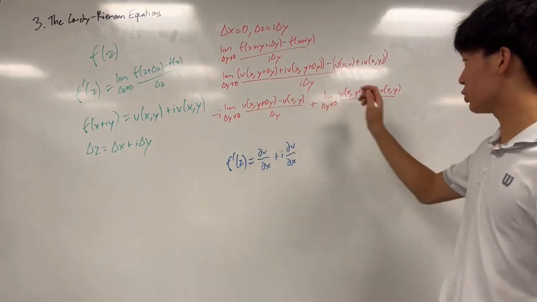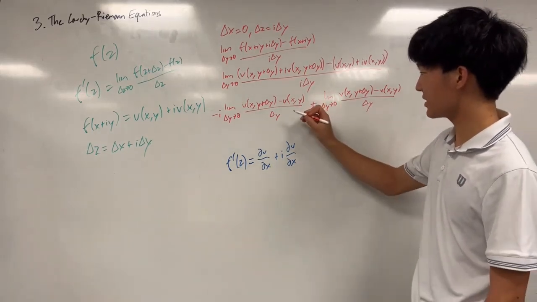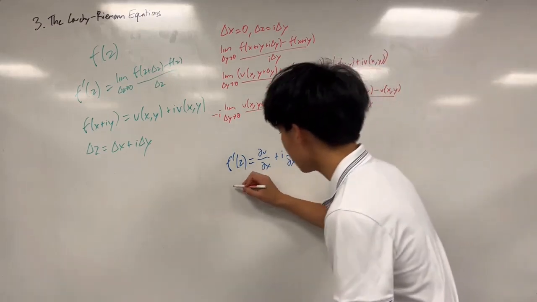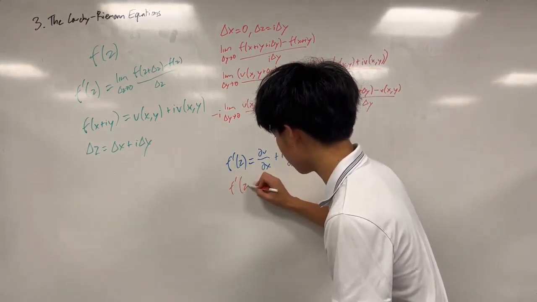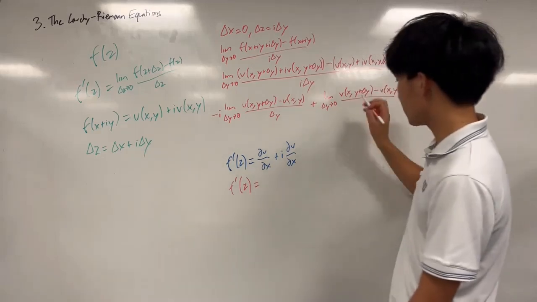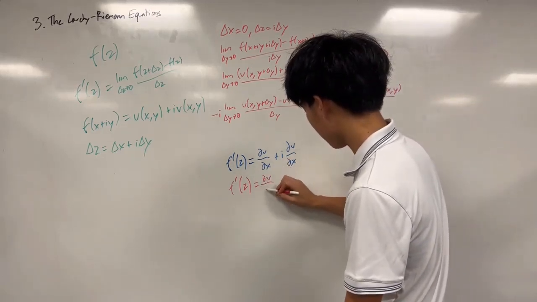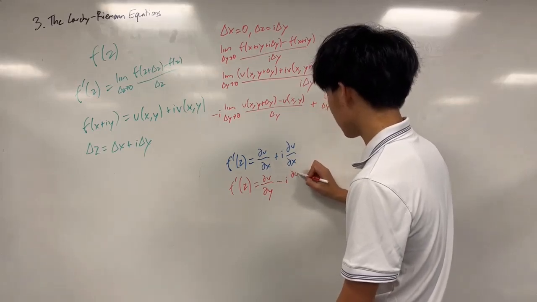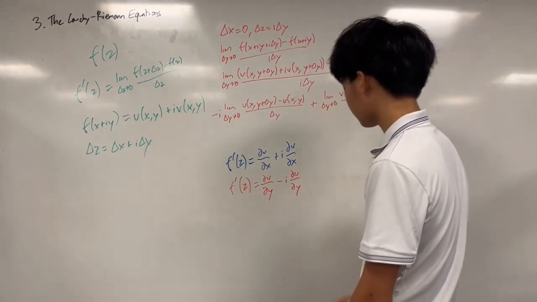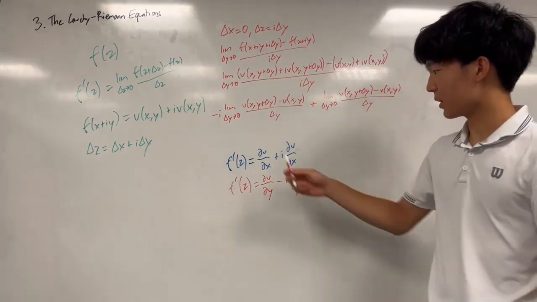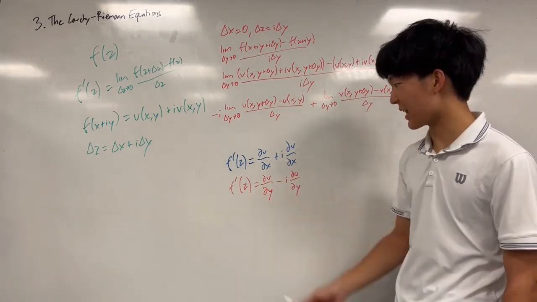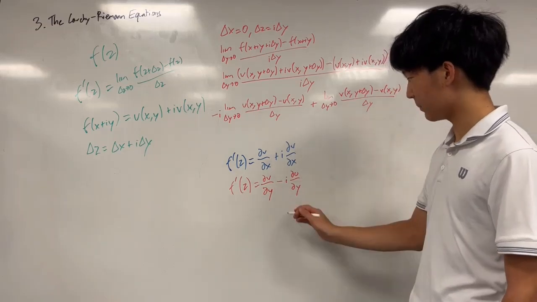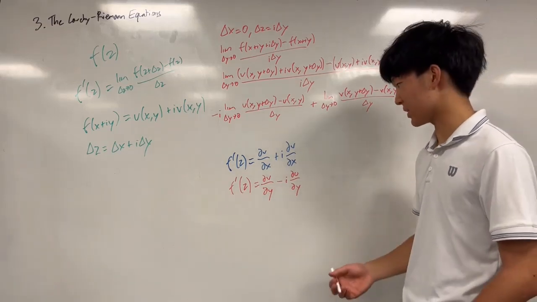And again, we have two partial derivatives here. This is del u del y, and this is del v del y. So once again, we have another way to write f prime of z, such that it is equal to del v del y minus i del u del y. So, we have two different ways to write the exact same thing. So these two are equal. More specifically, their real parts must be equal, and their imaginary parts must be equal.